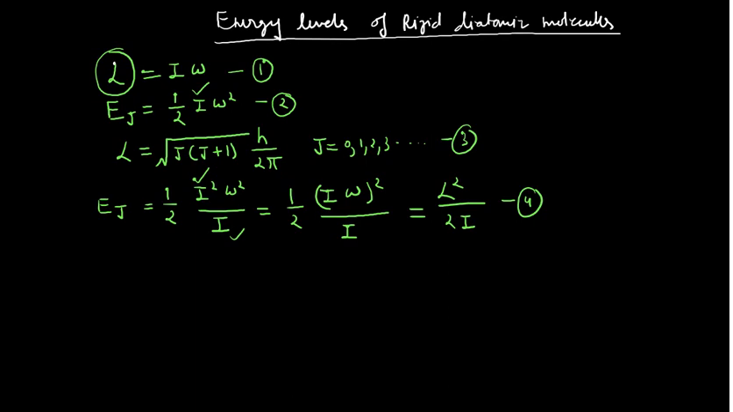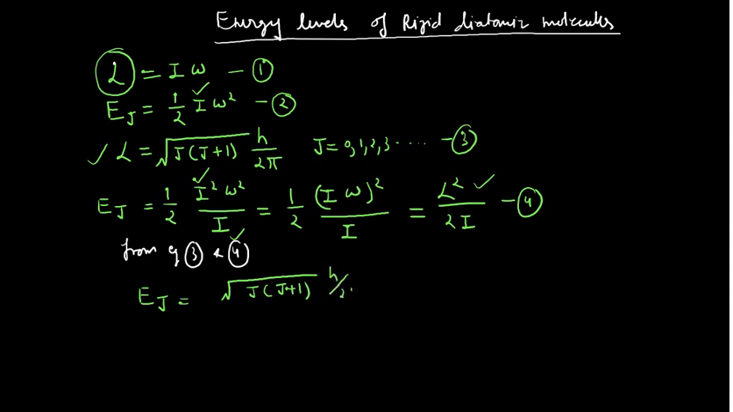Okay, and now from equation 3 and 4, you will put the value of L from equation 3 into equation number 4. So you can write here, from equation 3 and equation 4, you will have Ej equals to under root j times j plus 1 times h on 2 pi.